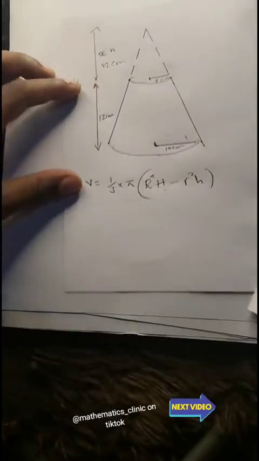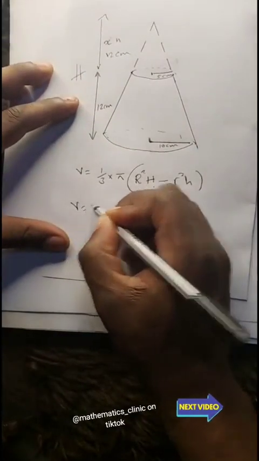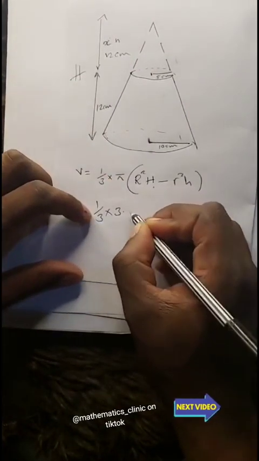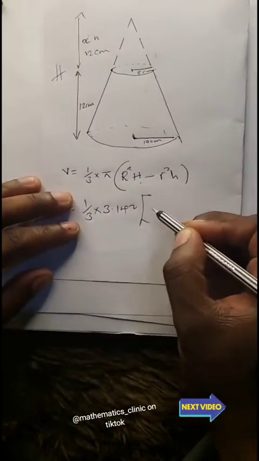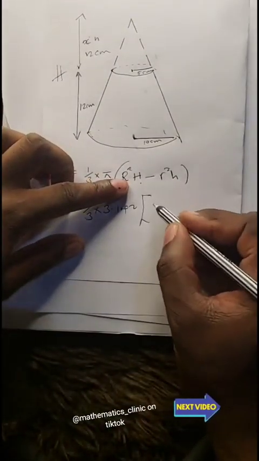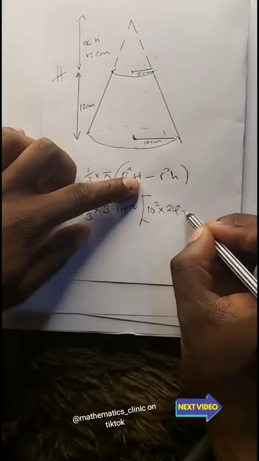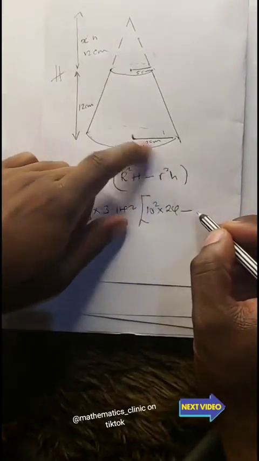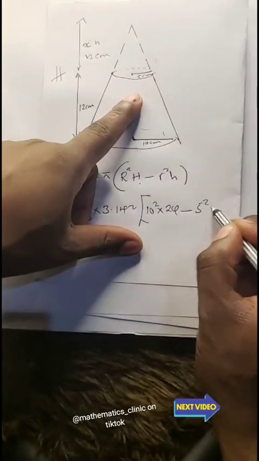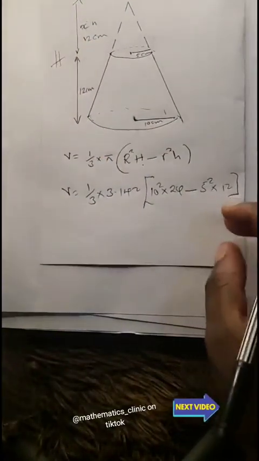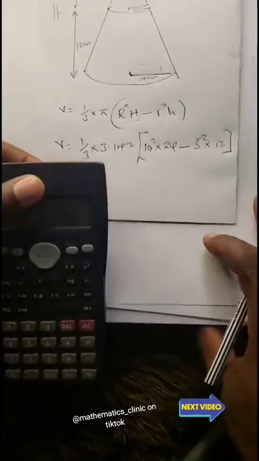Now we have all that information. So we can now say the volume of a frustum is equal to 1 over 3 multiplied by pi, which is 3.142, because we have been taught that pi is 3.142. Open bracket. Our biggest radius is 10, so 10 squared multiplied by our biggest height, 24, minus the small radius, 5, so 5 squared multiplied by the small height, 12. Then without wasting time, punch on the calculator.